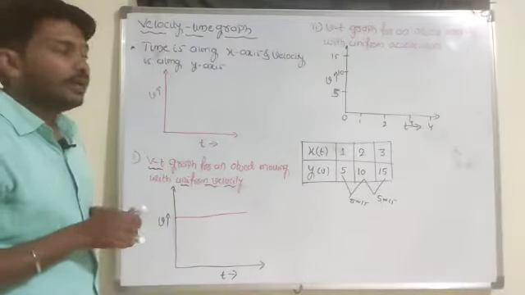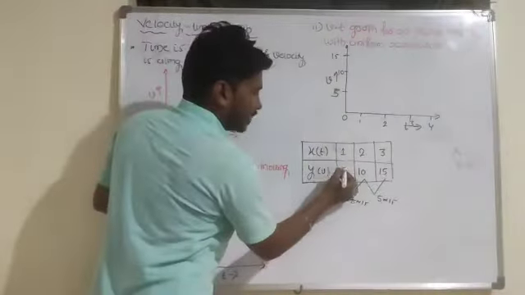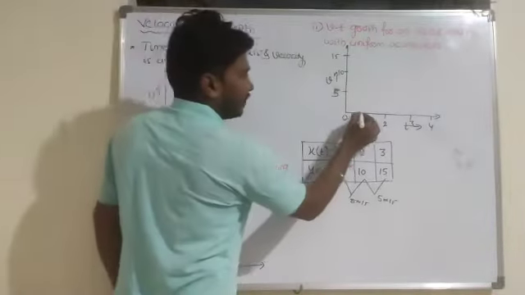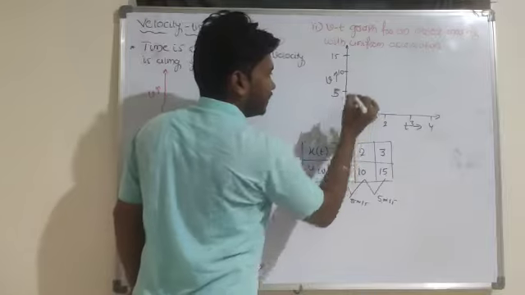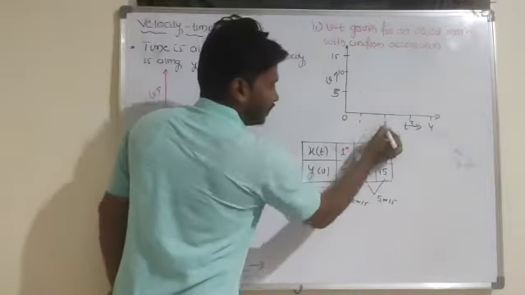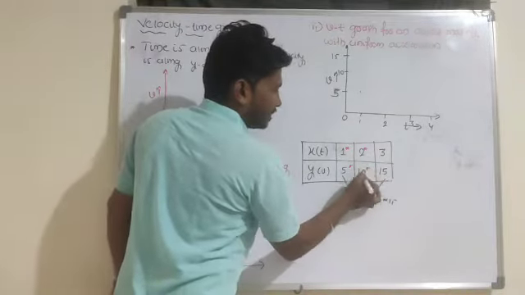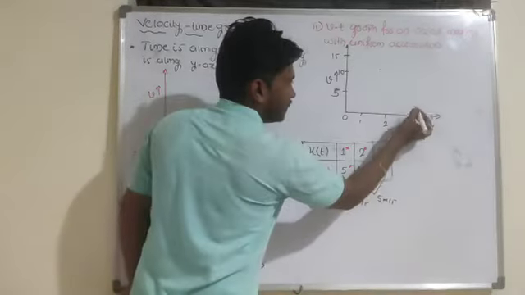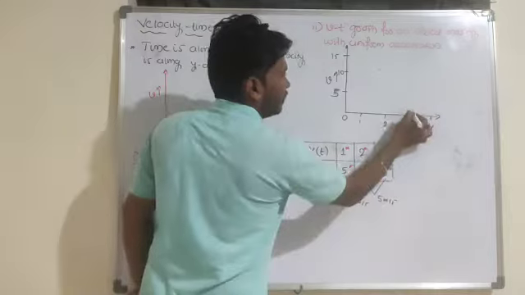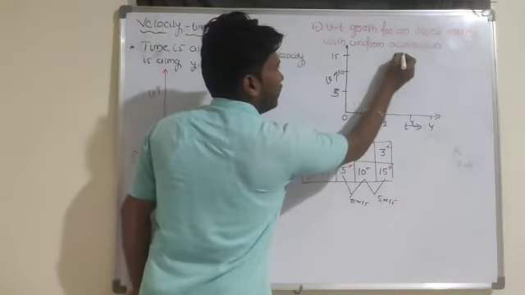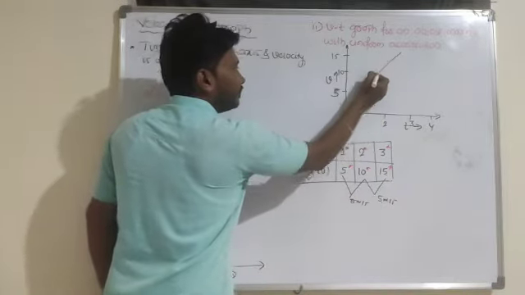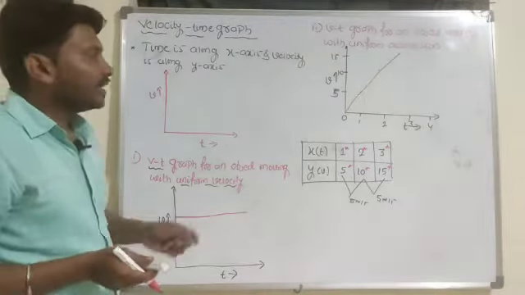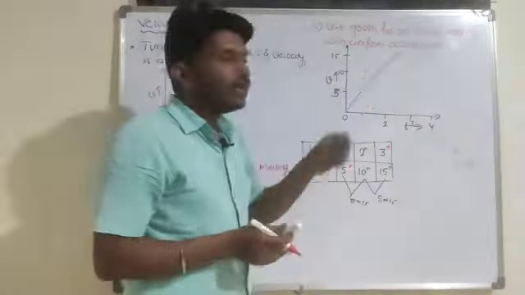Now we will draw the nature of the graph for this reading. For 1 second, what is the velocity value? 5 meters per second. For 2 seconds, what is the velocity value? 10 meters per second. For the third second, what is the velocity value? 15 meters per second. If I join the points, look here, again you will get a straight line. That straight line passes through the origin.